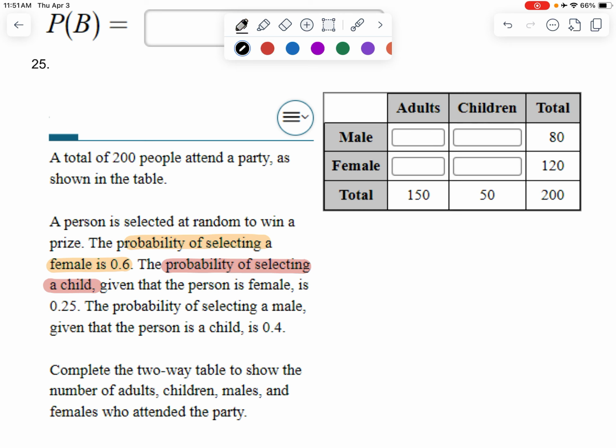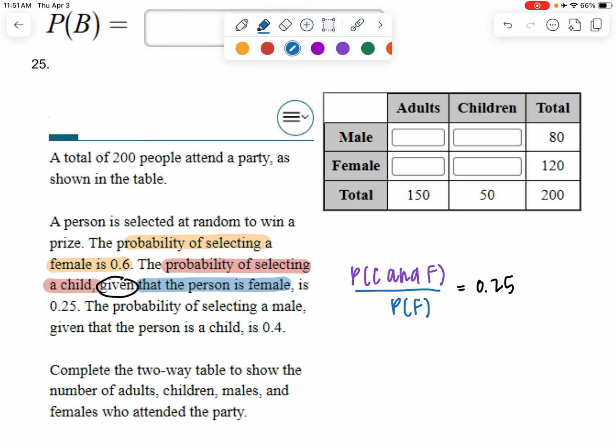given that the person is female, oh, wrong thing, is 0.25. So let me go ahead and write that out since I have it. This is the probability, so given, probability of child and female divided by the probability of female is equal to 0.25.